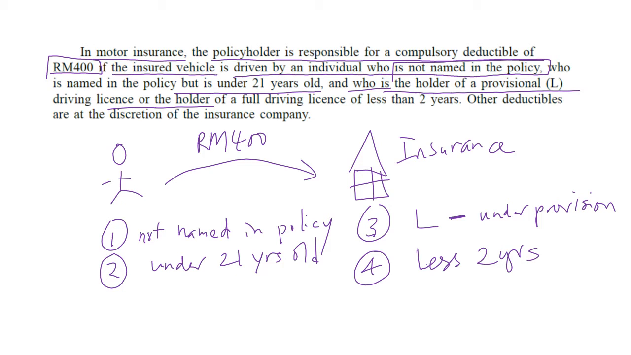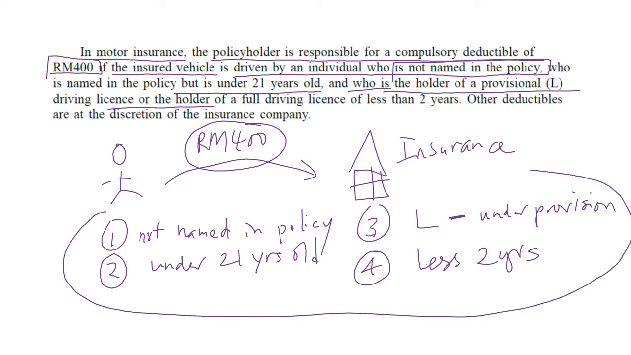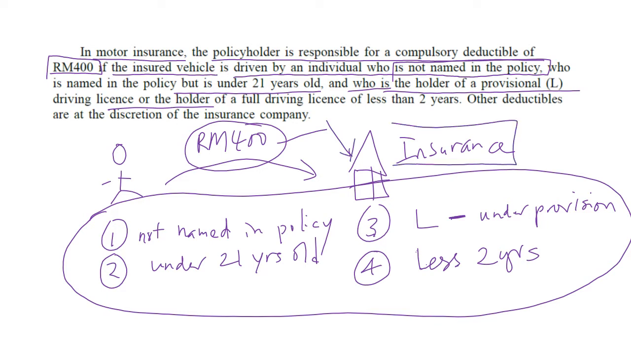So remember this one, even though you don't drive the car and somebody drove your car under these requirements, you have to pay 400 first to the insurance company, so that the insurance company will pay the compensation.